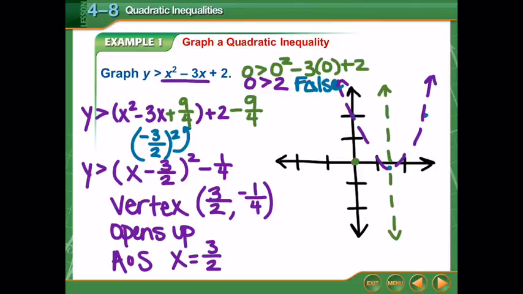So since it's false, we are not going to shade where our point 0, 0 came from. We want to shade on the opposite side, or inside the parabola. Okay, so you would take your pencil or colored pencil and shade inside the parabola. What this means is that any point that is inside the parabola would be a solution, but none of the points that are on the edge of the parabola would be a solution.